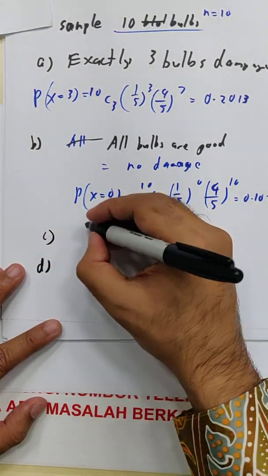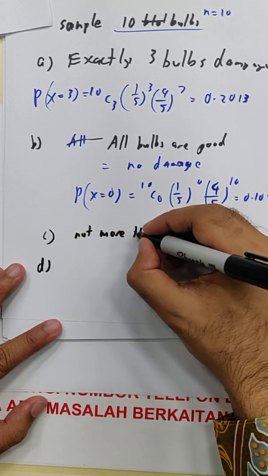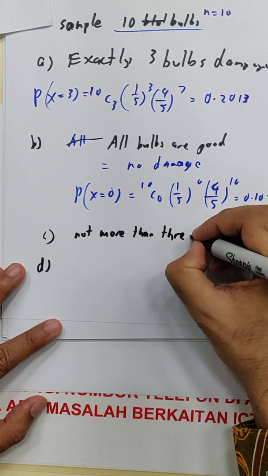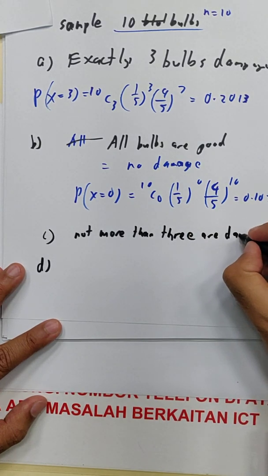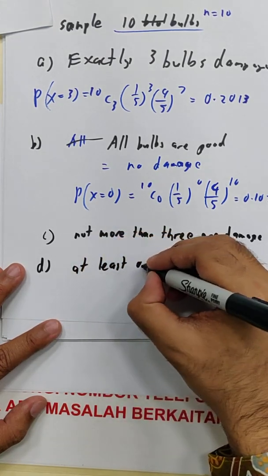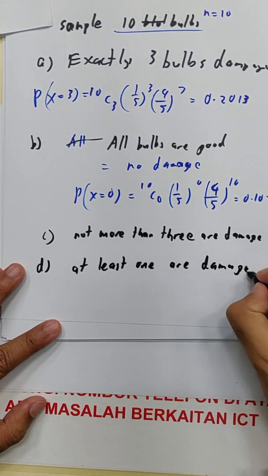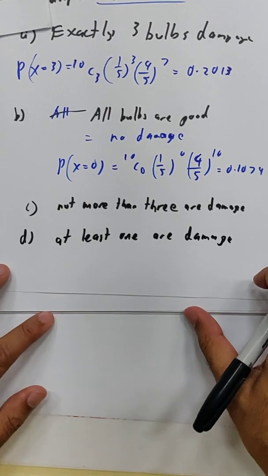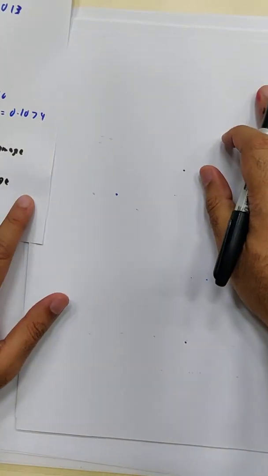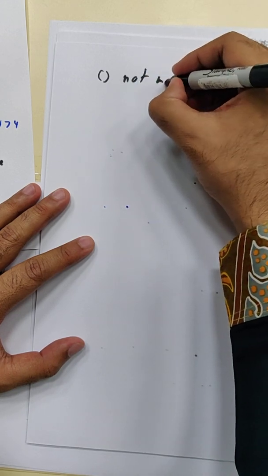Do you want to try by yourself? Try this too. Not more than 3. Try this too on your own. Then we compare our answers. Okay. So let's continue. So not more than 3. How do you solve?